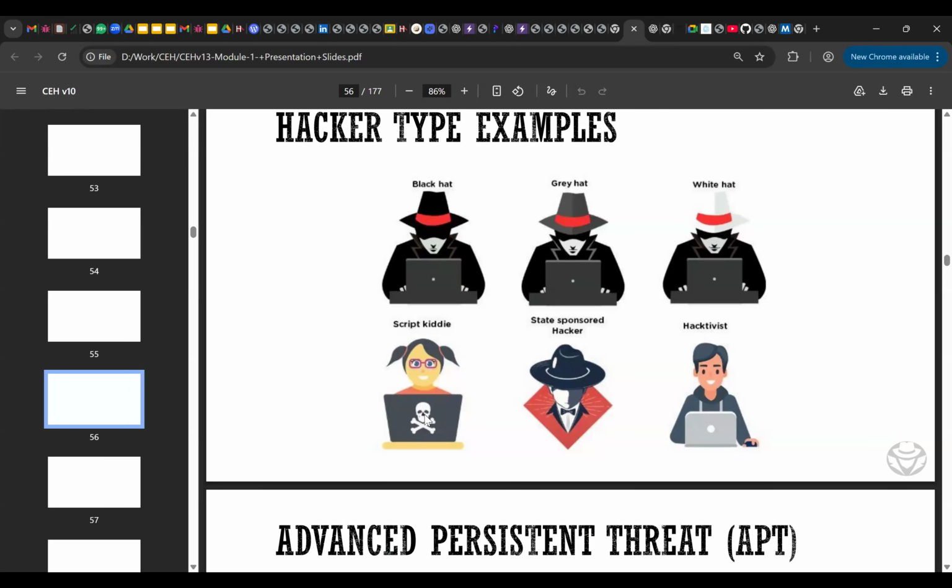This is just an image view of how black hat, white hat, and gray hat would look. Black hat has a black hat, gray hat has a gray hat, white hat has a white hat. Script kiddies are like kids, not skilled professionals, with very little knowledge. State-sponsored hackers are funded by the government. Activists have a political agenda in order to perform an attack.